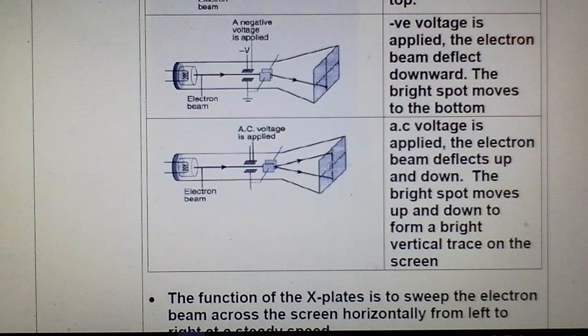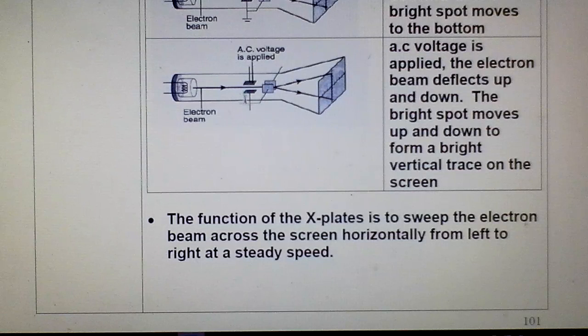Okay, so we have two plates here. We can put any voltage across the Y plate, so it is able to measure the voltage that is input to the Y plate. For the X plate, if we connect it to a voltage, the function of the X plate is to sweep the electron beam across the screen horizontally from left to right at steady speed. So now the spot can move left to right. If you switch on the time base, the spot is now able to move left and right.